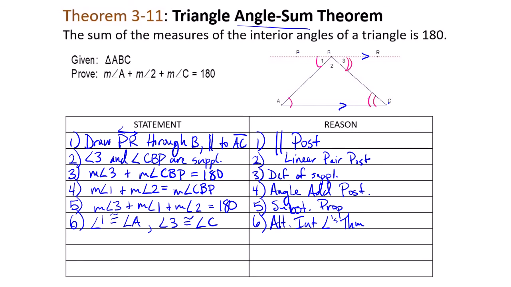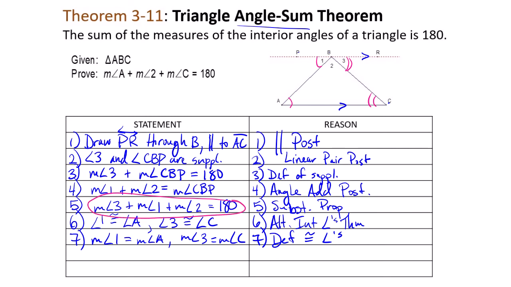All right, so now we need to get these in terms of their measures. So what we need to say is, okay, well, the measure of angle 1 is equal to the measure of angle A, right? And the measure of angle 3 is equal to the measure of angle C, right? And we say that by saying that congruent angles have equal measure. We can say definition of congruent angles. Do it this way.